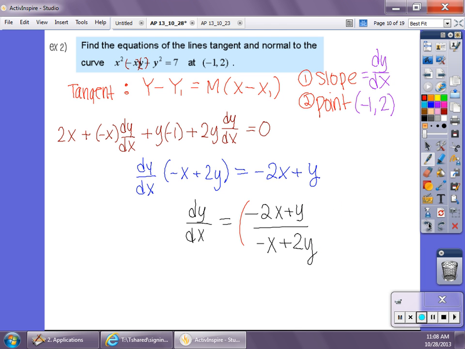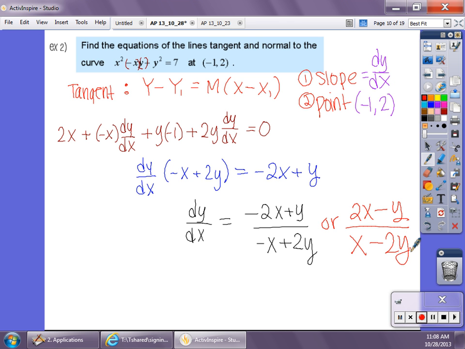How does it happen? How could you possibly not have the same answer as me? Do you notice I kept my dy dx's on the left side? You'll get the other answer if you move your dy dx's to the right side. If you decide to move your dy dx's and isolate them on the right side, you'll have the opposite answer, which is fine. That opposite answer would be positive 2x minus y over positive x minus 2y.